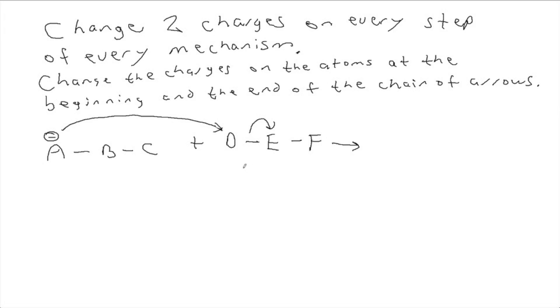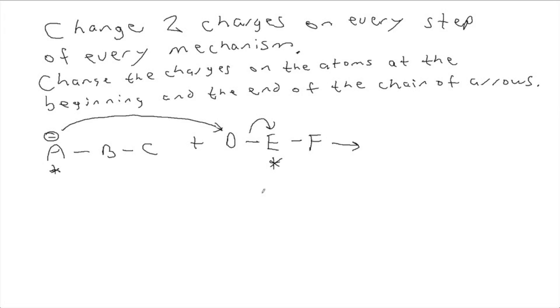So we're going to change two charges here. Which two atoms are we going to change the charges on? Well, remember we want to change the charges on the atoms at the beginning and the end of the chain of arrows. So here's what I mean by that. I would say that A is at the beginning of the arrows. And I would say that E is at the end of the arrows. Do you see how I would say that?